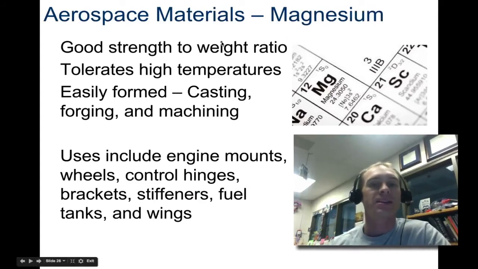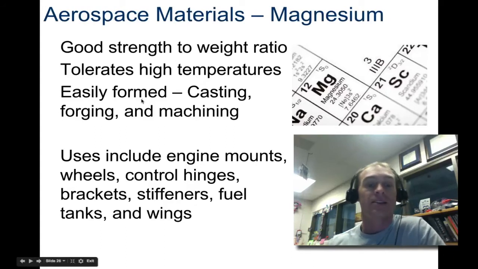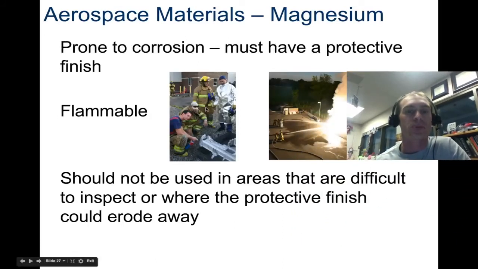Magnesium, another material, has good strength to weight ratio. It tolerates high temperatures, but if you get too high, then it is flammable, which we'll talk about in a second. It's easily formed by casting, forging, or machining, so it's used for engine mounts, wheels, hinges, brackets. Engine mounts is kind of an interesting thing. Where the engine's really hot, wouldn't there be an issue of it exploding?